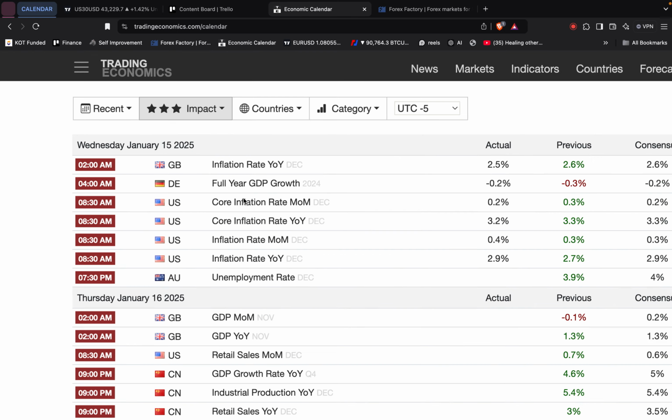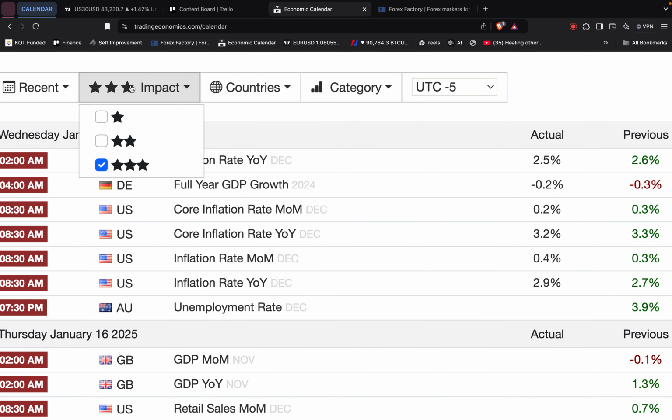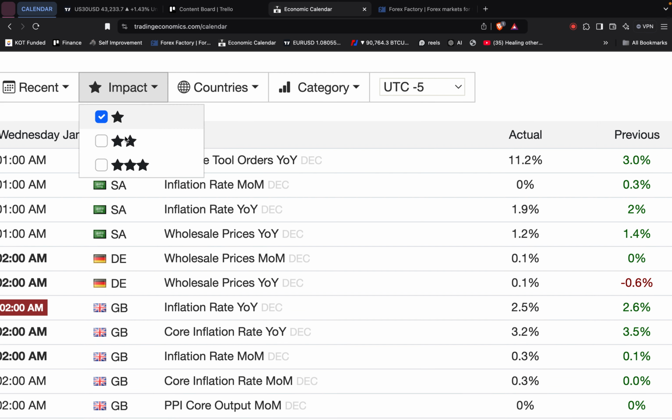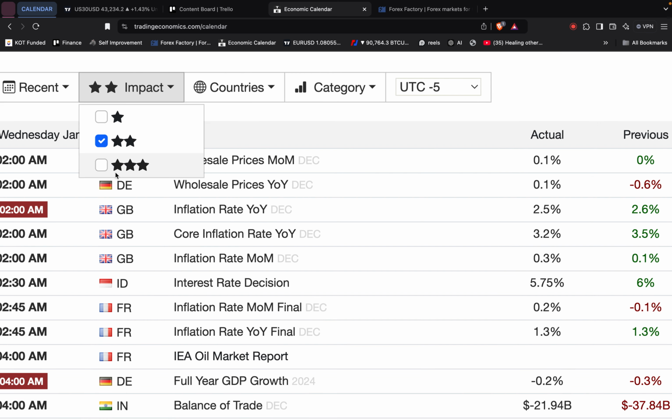Think of that impact star meter as a meter of how much money you want to make. So if you want to make a little bit of money, you choose 1 star. You want to make more money, you choose this star, because this represents the impact and the volatility of the news. It represents how important it is, and that affects the charts directly.